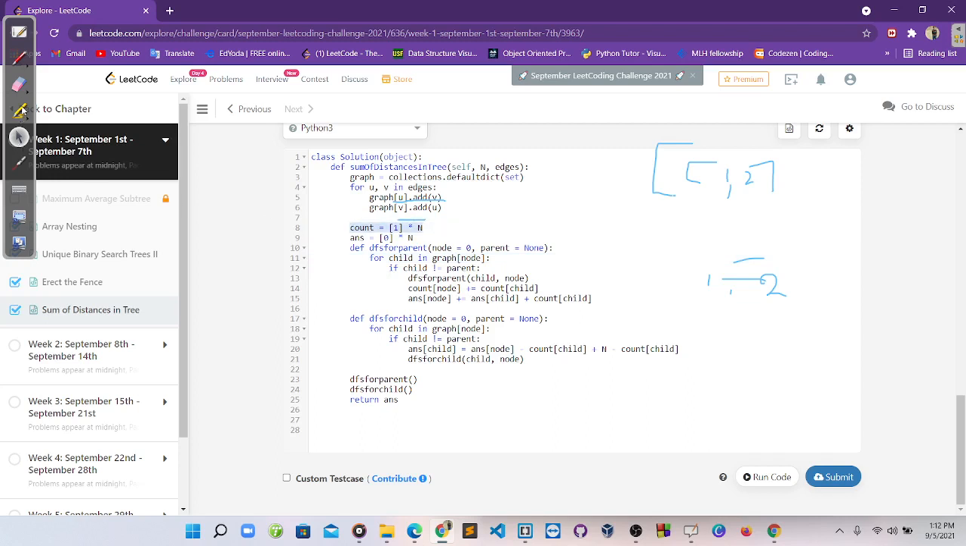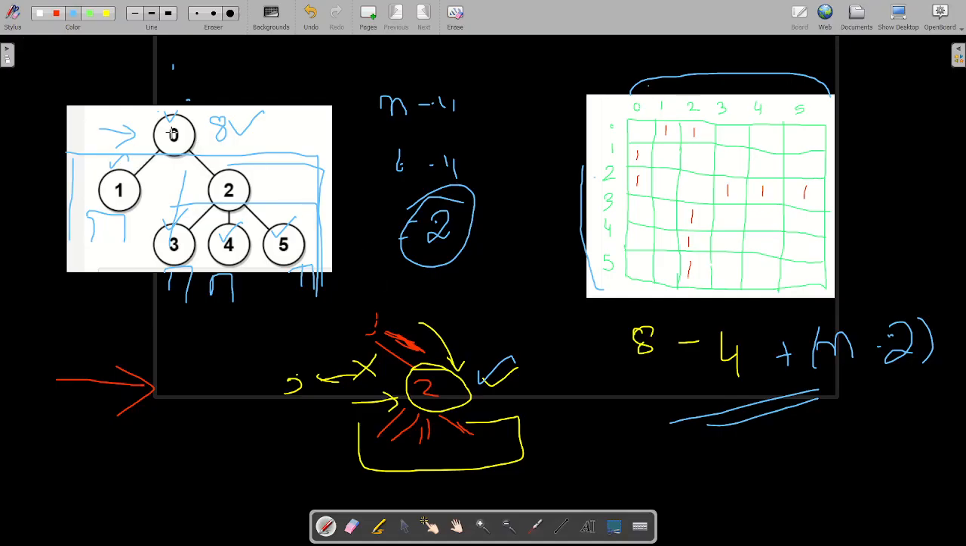After that, this is the first pre-computation, the count. As we know that there are n nodes, right? And each node has one distance. We know very well, we don't have to compute for that. That's why we are creating an array with each node having one in it. And this is the answer which I have to compute. So first we compute for the parent, and then using that parent value we compute for the child.